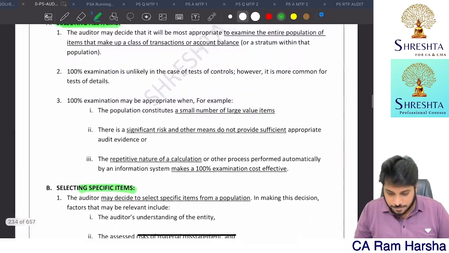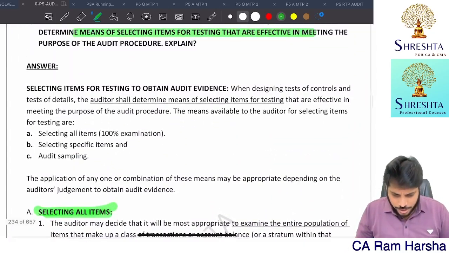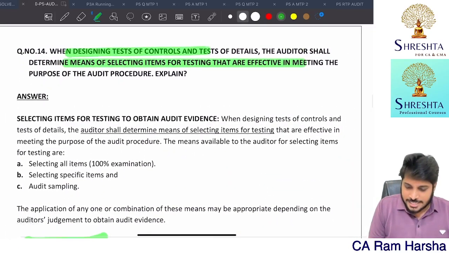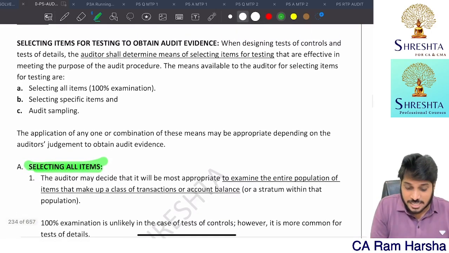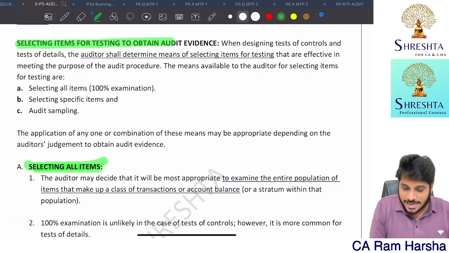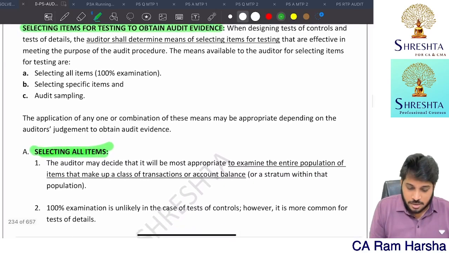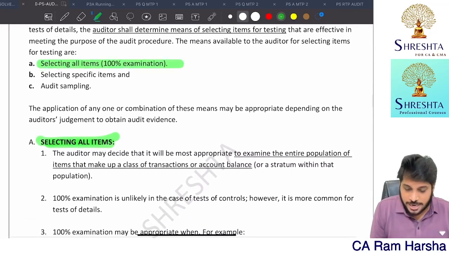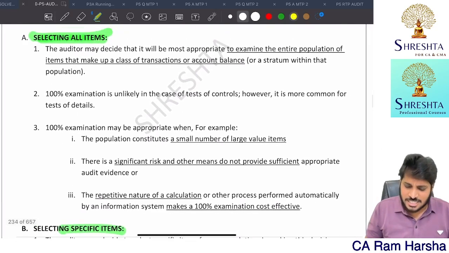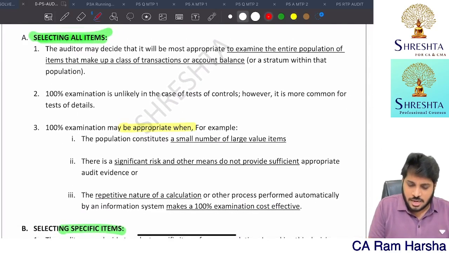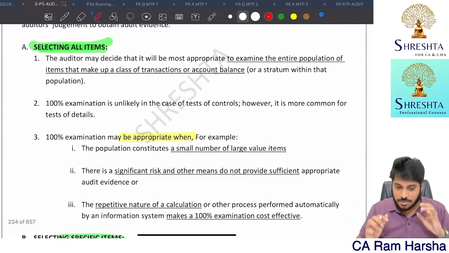When designing test of controls and test of details, auditor shall determine means of selecting items for testing. We have 3 means of selecting items to obtain evidence. Well, there are 3 methods. One is selecting all items, 100% verification. Another one is sampling. There is another method, that is selecting specific items. We'll see this entire question because it's an important question.